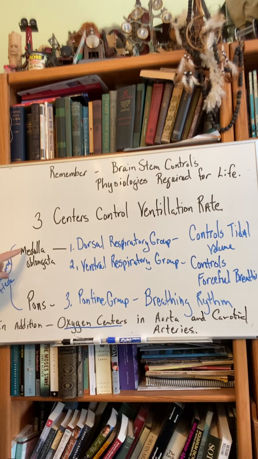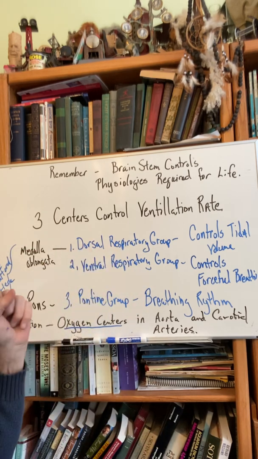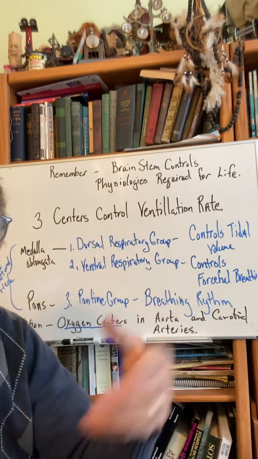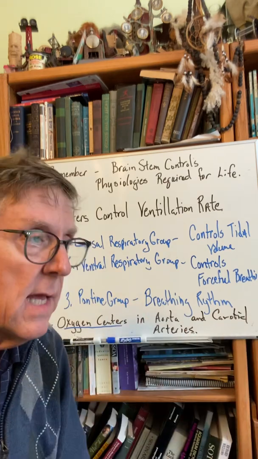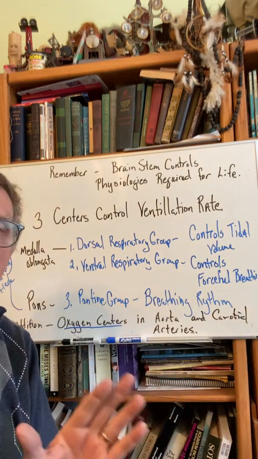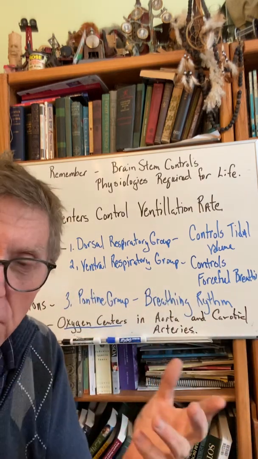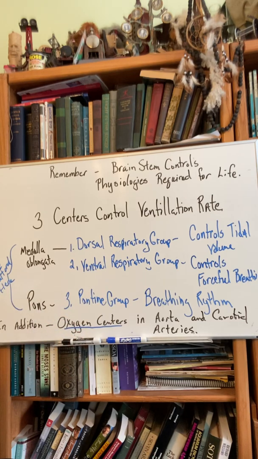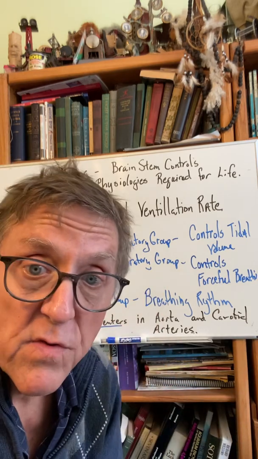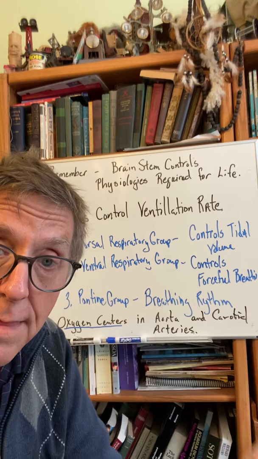In the medulla, we have a dorsal group. With this dorsal respiratory group, it's going to control the rate of tidal volume. So just that routine, shallow breathing is going to be controlled there. Then, anterior to it, the ventral respiratory group in the medulla is going to say, okay, we need to start bringing in these other muscles for forceful breathing.